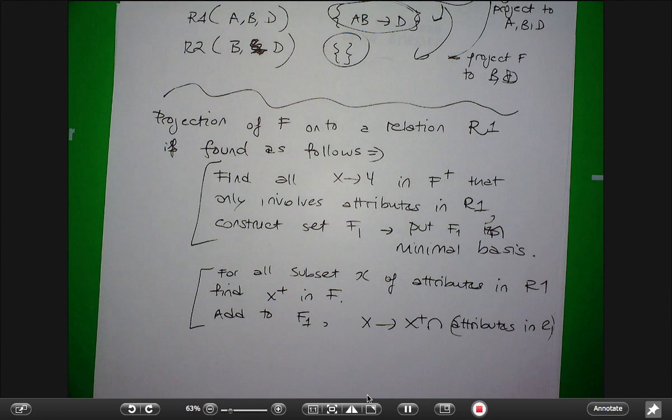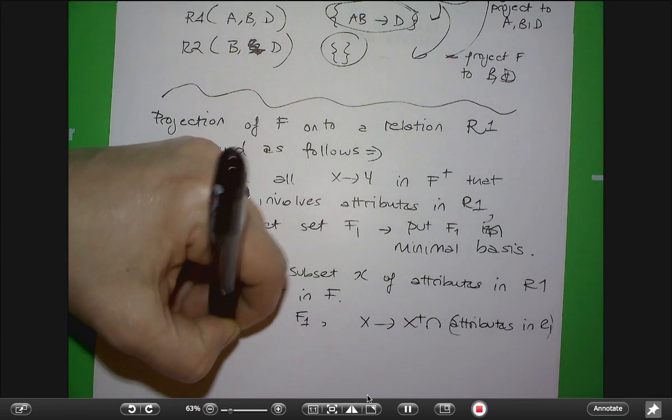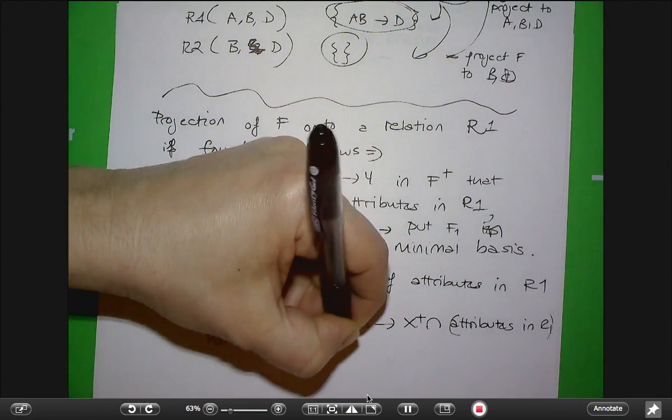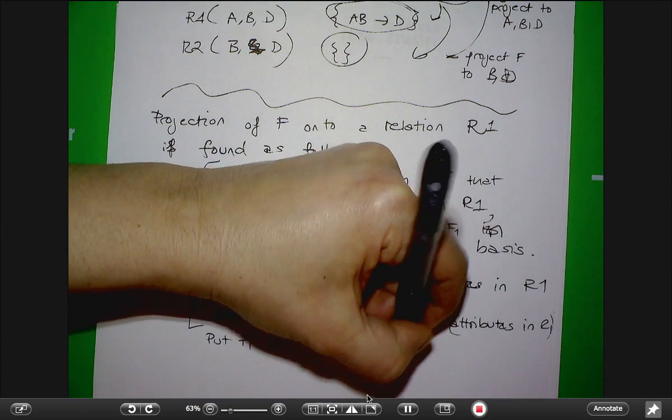So basically find the closure of everything in F1. Then of the things in the closure, only choose the attributes that are in R1 already. And add a functional dependency like this. Then put F1 in minimal cover. Okay.